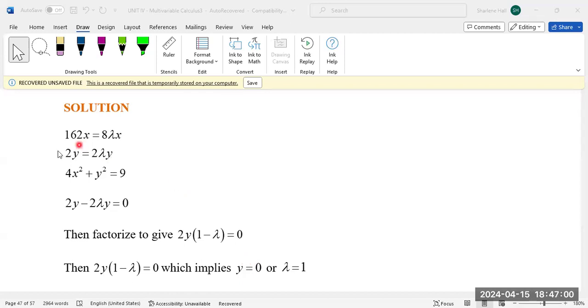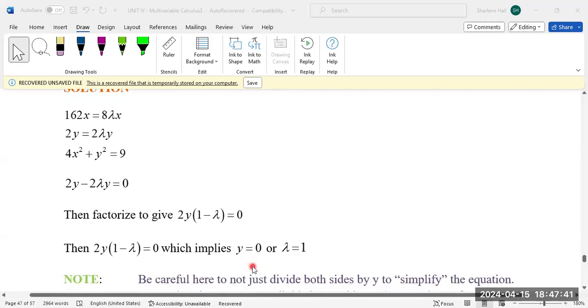Let me say that again. I have 2y equals 2 lambda y. If I divide both sides by 2y, 2y divided by 2y is 1, and I'm going to have equals lambda. So I'm only going to get lambda equals 1. But I also have, based on how I did the question, y equals 0. And this y equals 0 is extremely important to the question, so I can't throw it out.